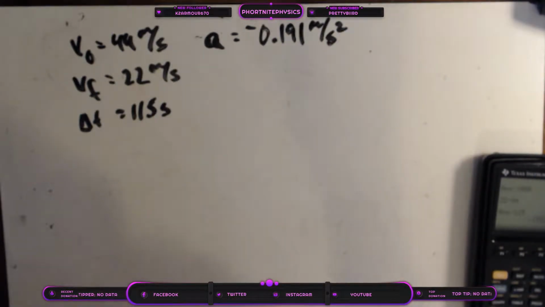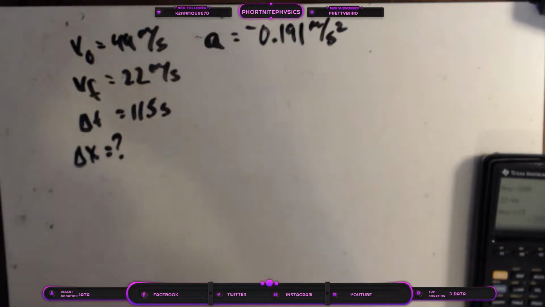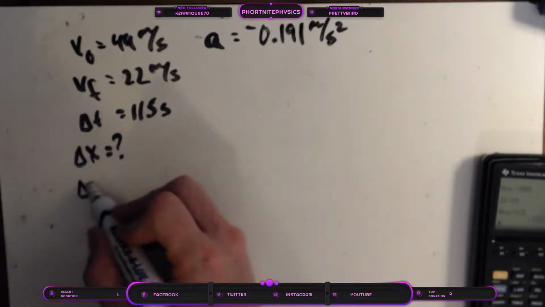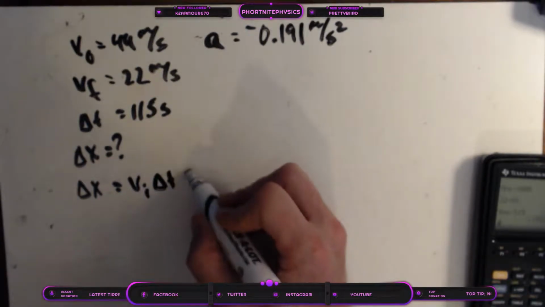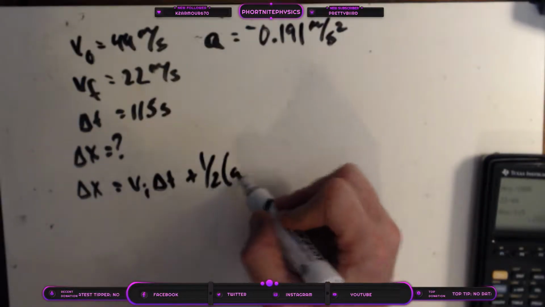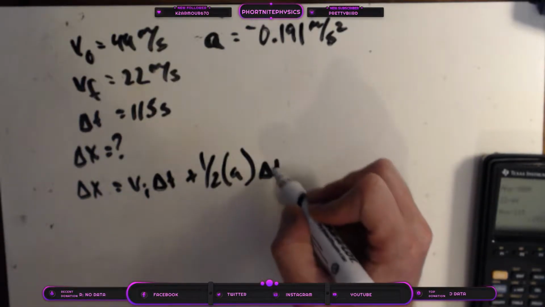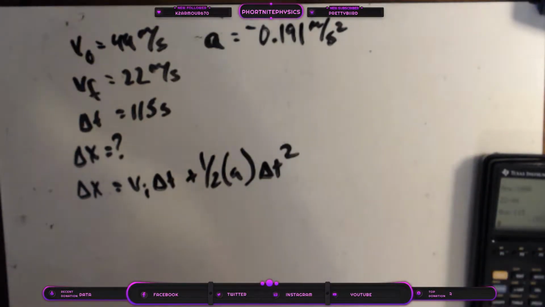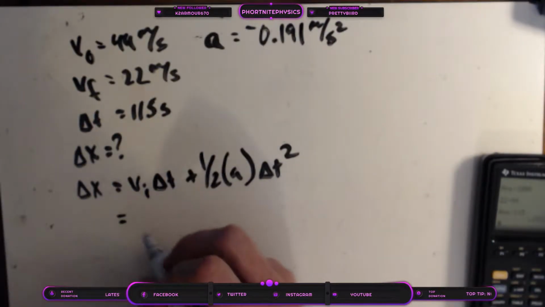And now, if we go back to that equation we used a second ago, because we're trying to figure out how far it goes, we need our delta x equation, which is our initial velocity multiplied by our time, plus 1/2 our acceleration, and I put parentheses there because it's going to be negative, multiplied by our time squared. I think we know enough to use this equation, so let's go ahead and type it in.